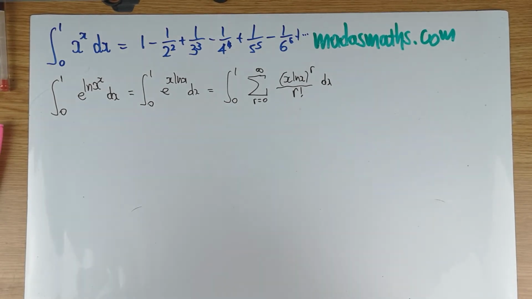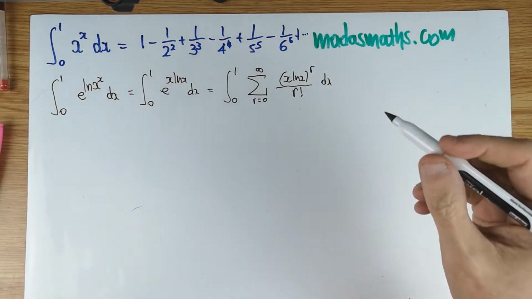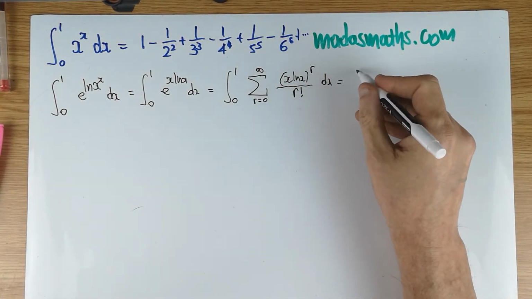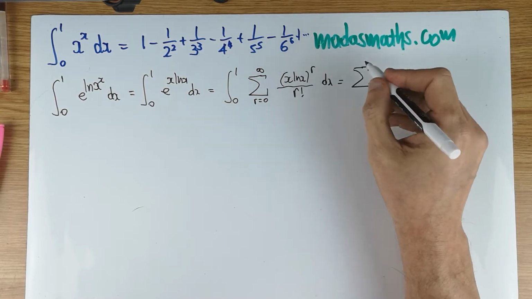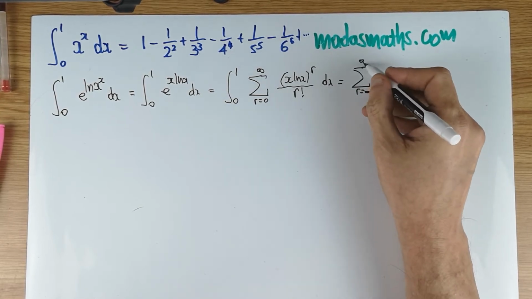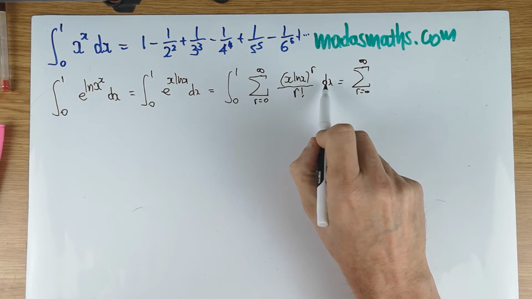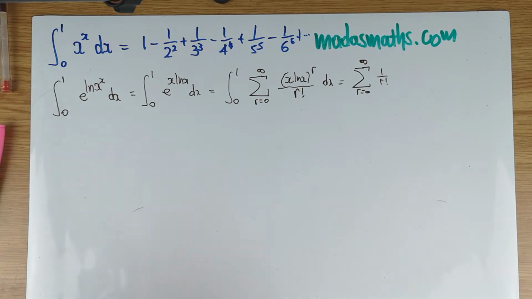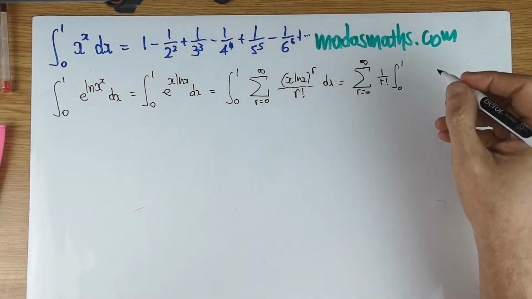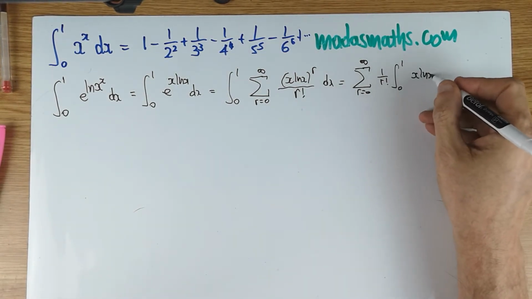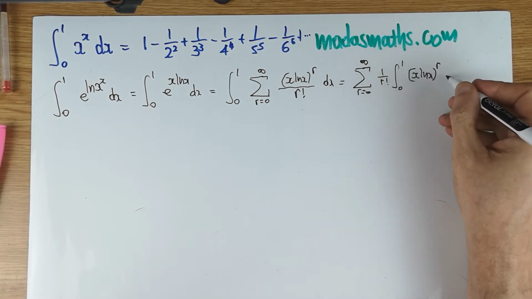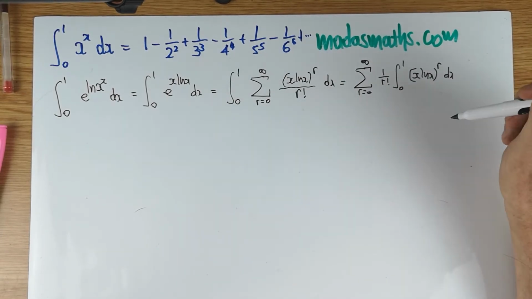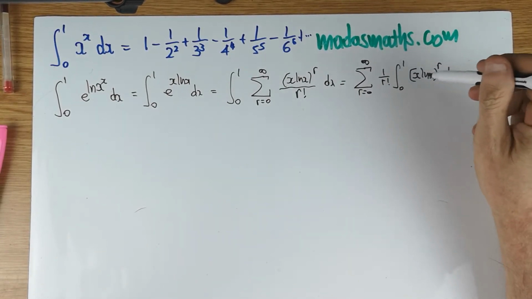And then we have to assume that integration and summation commute. So in this particular case, we can pull out the sigma. The integral is dx, so the 1 over r factorial can come outside the integral, but not, of course, outside the summation. And then we'll have the integral from 0 to 1 of x log x to the power of r dx.